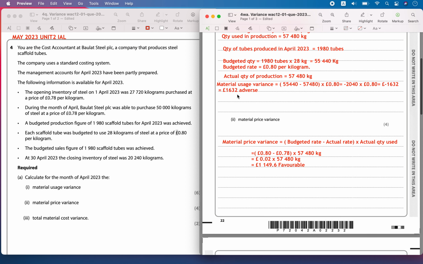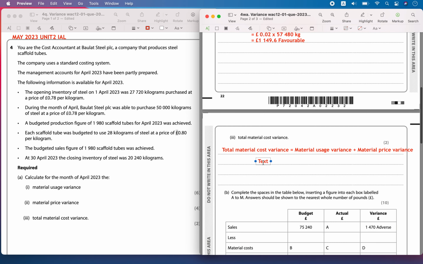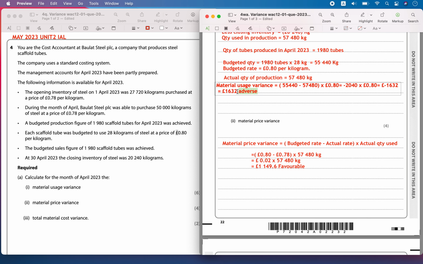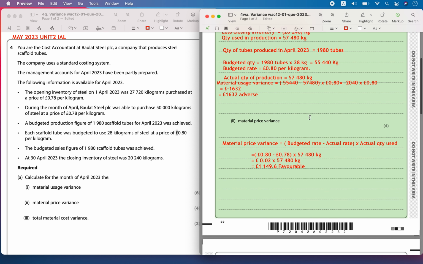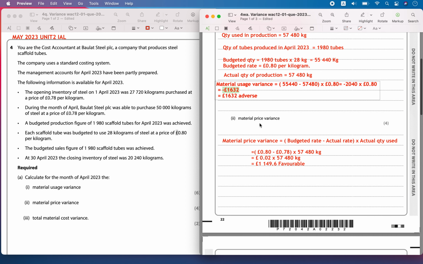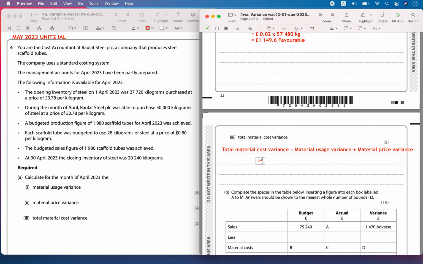So that is going to be equal to material usage variance, which was 1632. I will take it with a negative sign, so minus, because it was adverse. The budgeted quantity was only 5540, but they have utilized more than the budgeted quantity, so it is adverse. So now I am going to put a negative sign here. So minus 1632.